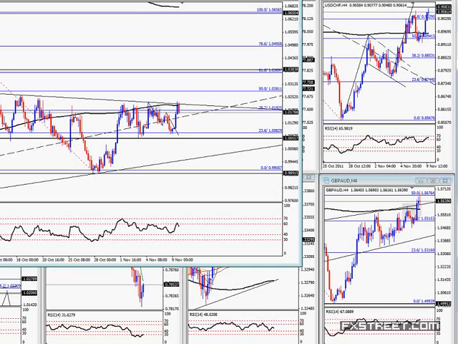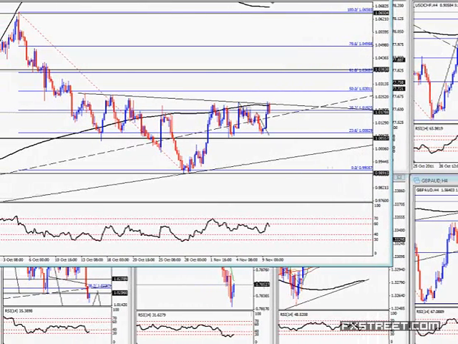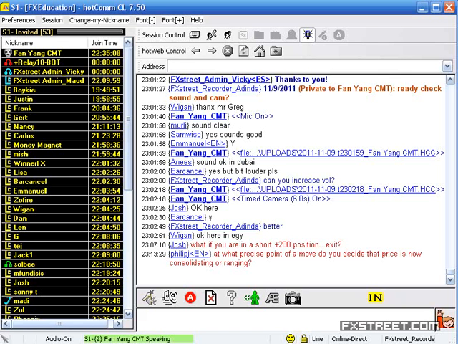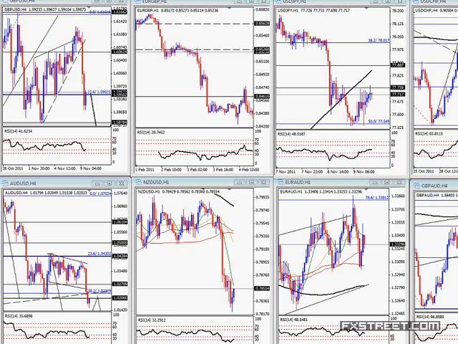Okay, so I just caught a question in the chat here. At what precise point of a move do you decide that price is now consolidating or ranging? That's a good question, because that's always the elusiveness of the market. Are we in a range, or are we in a trend? So how do we decide that?